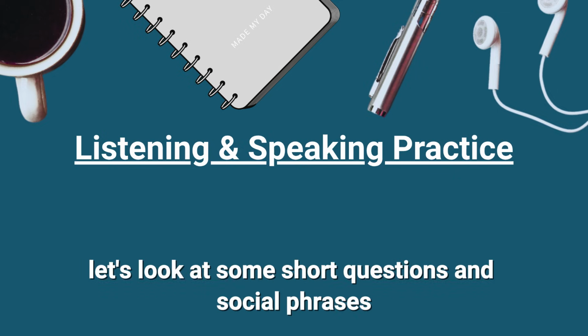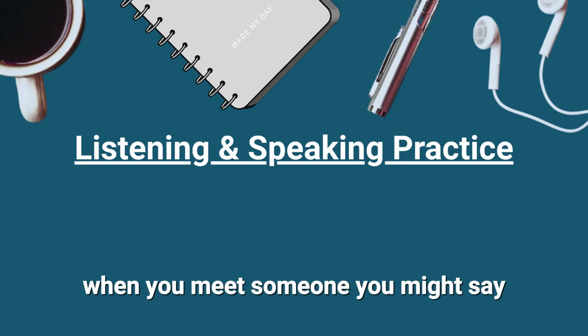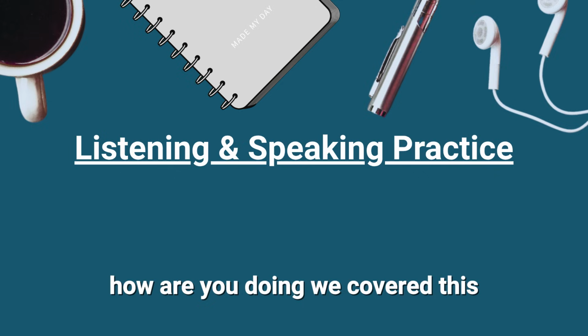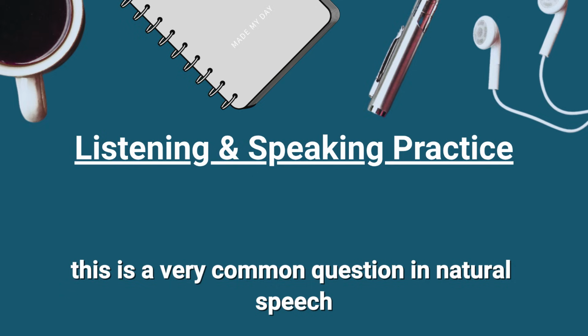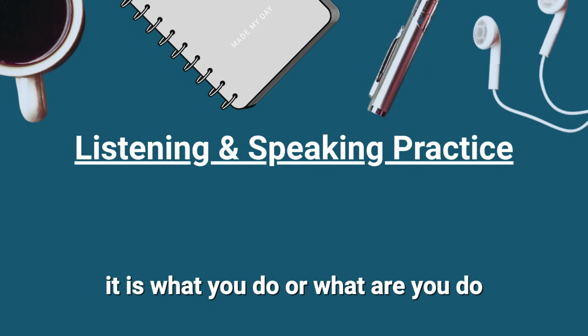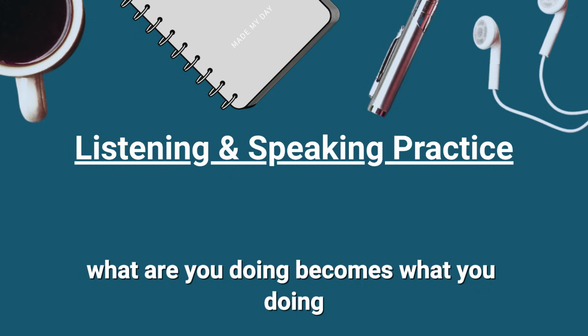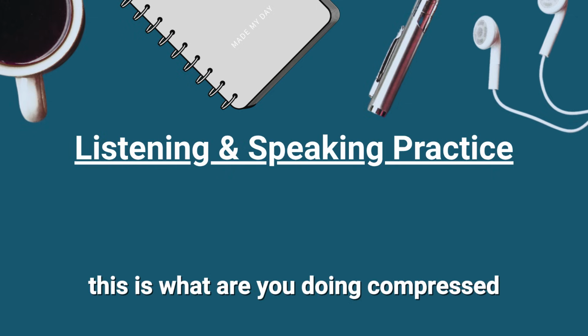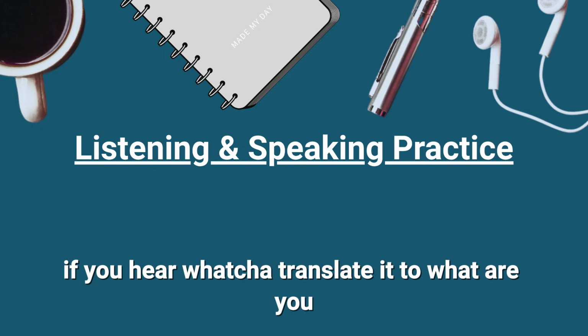Now, let's look at some short questions and social phrases, because these are where weak forms are most aggressive. When you meet someone, you might say, "How are you doing?" We covered this, but let's look at what do you do? This is a very common question. In natural speech, it is what you do or what do you do? The three words collapse into one. What are you doing becomes what you doing. This is what are you doing compressed. What are you up to becomes what you up to. If you hear whatcha, translate it to what are you.